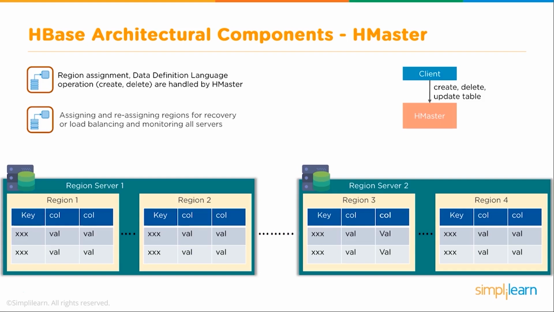So if you have 500 IDs across 3 servers, you're not going to put 400 IDs on server 1 and 100 on server 2 and leave region 3 and region 4 empty. You're going to split that up, and that's all handled by the HMaster.